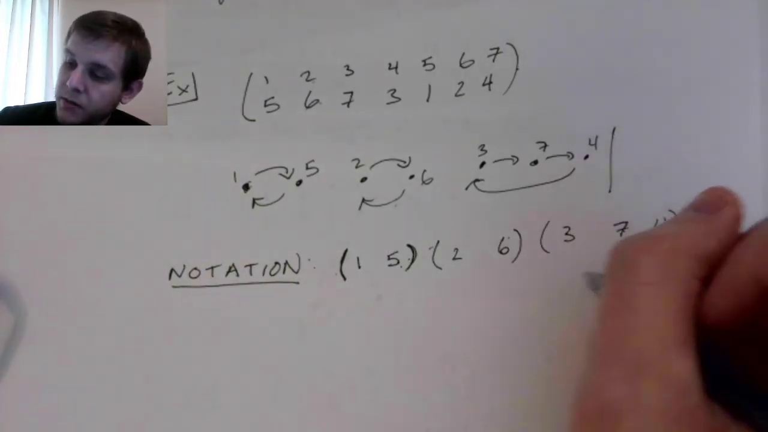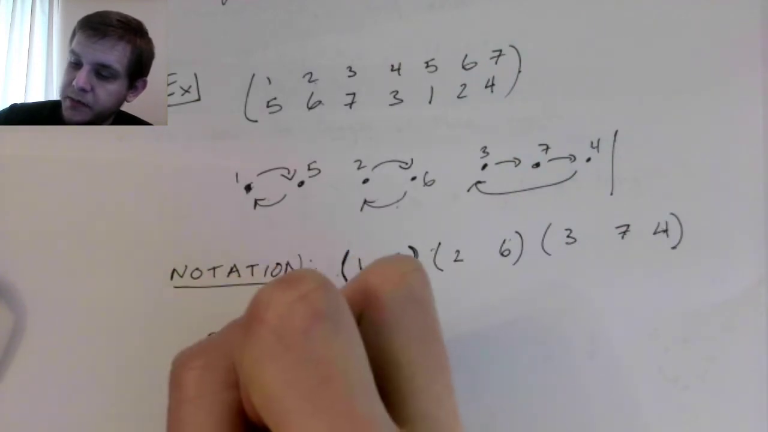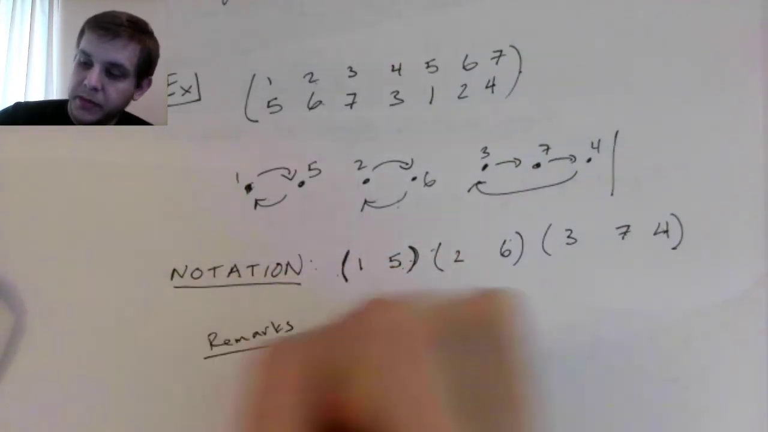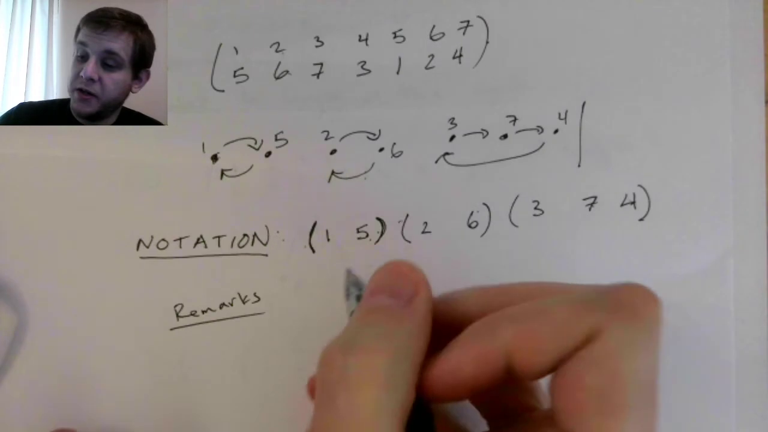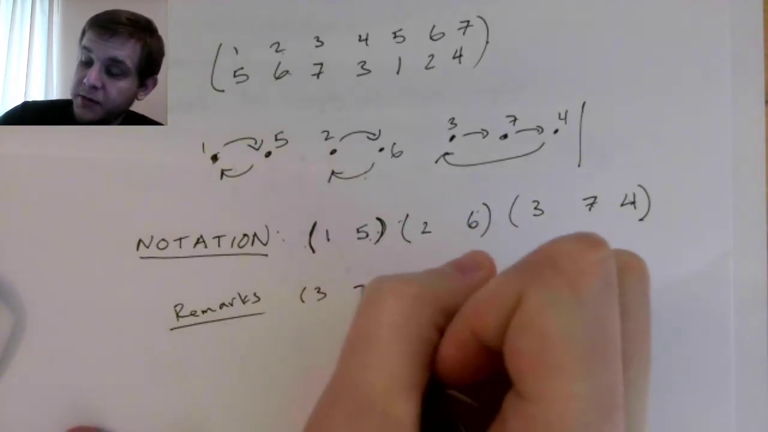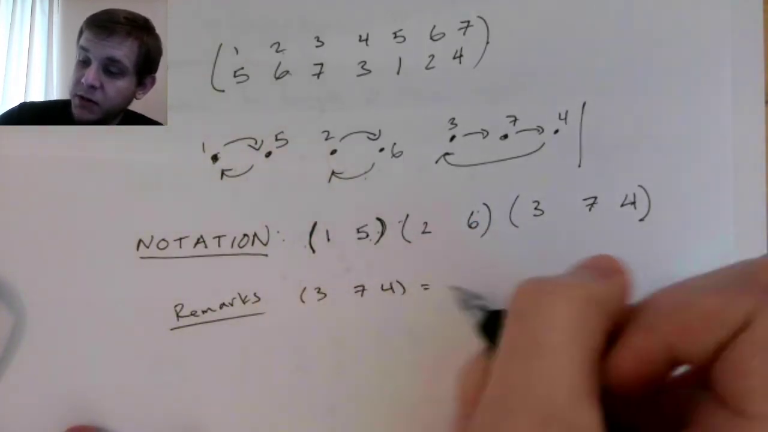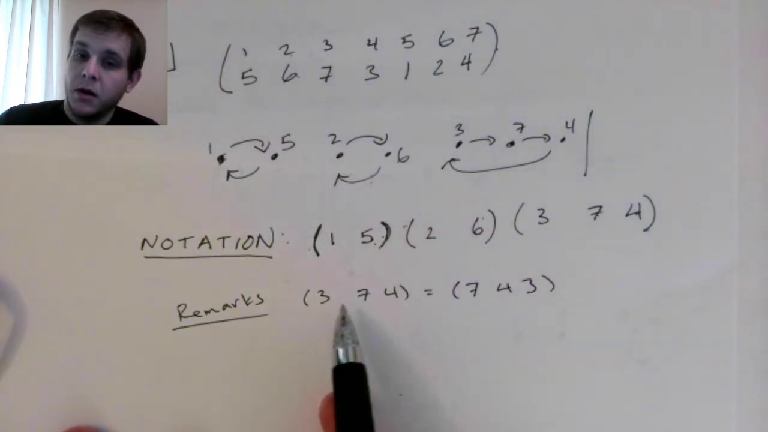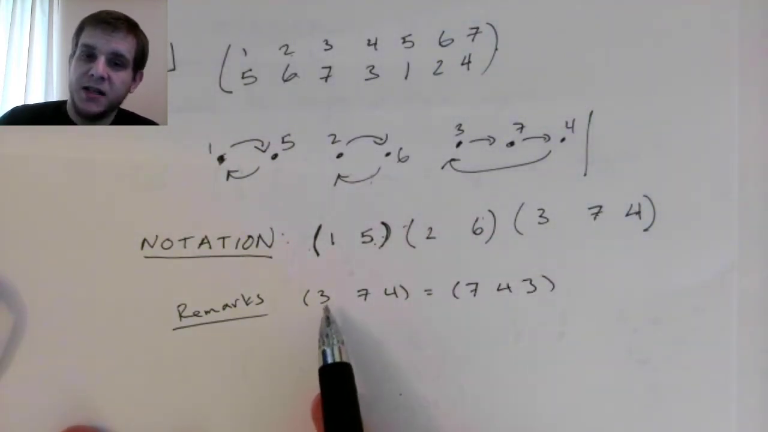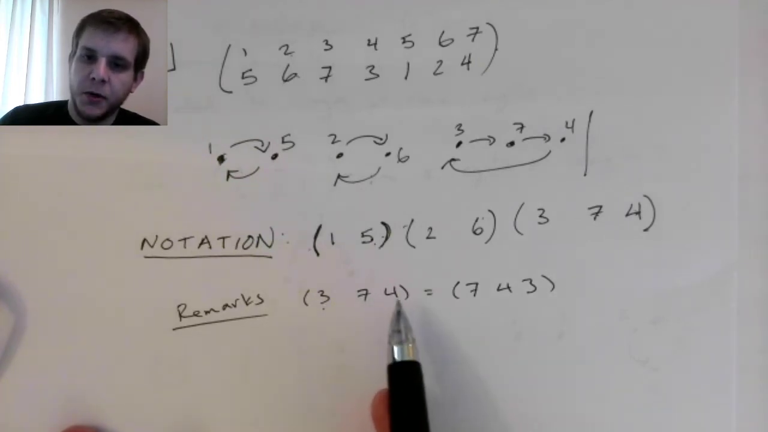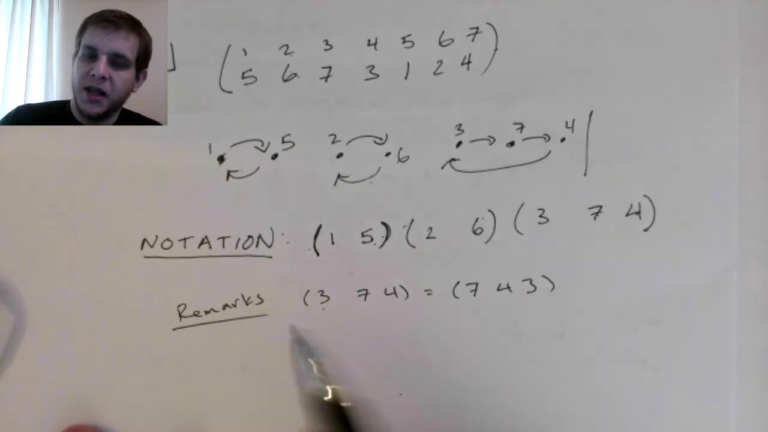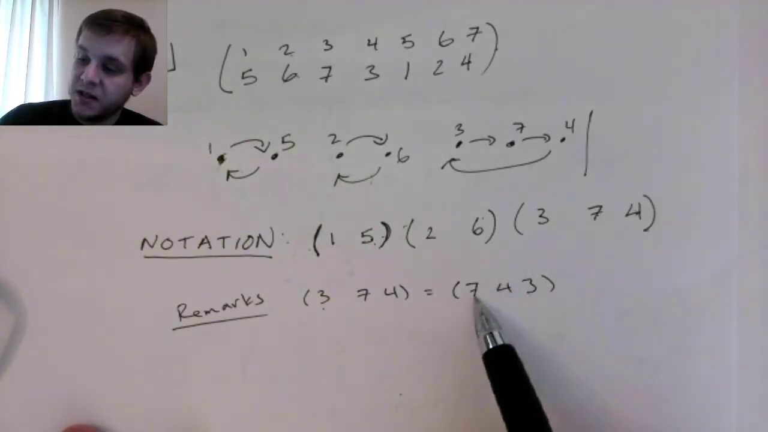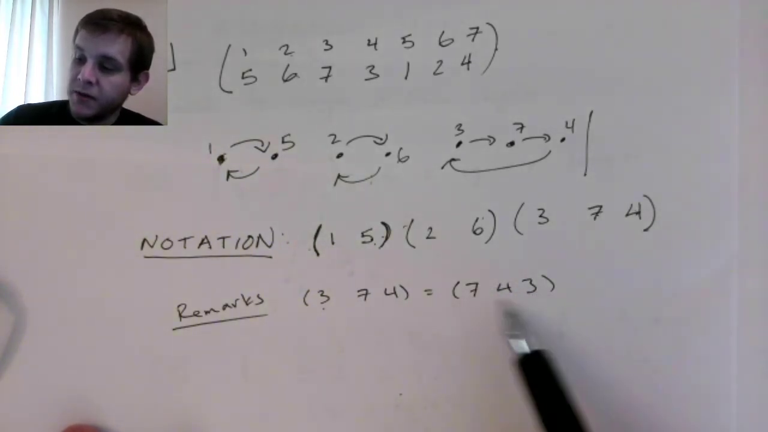Because, right, so remarks. Let me explain a little bit more about what I mean here. So 3, 7, 4 is equal to 7, 4, 3. Right? Because what is this notating? This is notating a function. This function sends 3 to 7, 7 to 4, and 4 to 3. This is the exact same function that sends 7 to 4, 3 to 7, and 4 to 3.